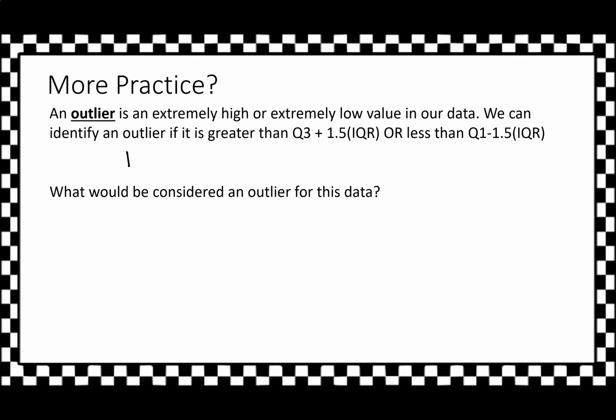So let's go with a 1. Oh, I'm not putting them in order. I apologize about that. Let's go with 1, 7, 5, 12, 13, 14, and 21. Go ahead right now and find what would be considered an outlier for this data, and then tell me if there are any outliers. Pause this video.